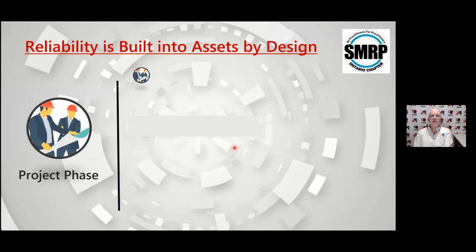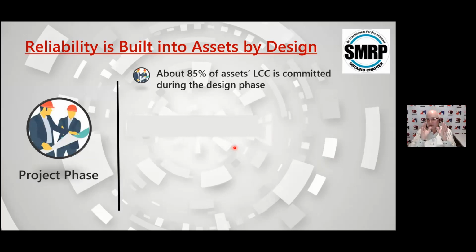What we have in the project phase is that reliability is really built into the assets there. So 85% of the life cycle cost is committed there. So from the maintenance standpoint, there is little we can do to improve asset reliability. I mean, to enhance asset reliability somehow. The most we can do is to recover it, to keep it at optimal levels. But it is here really in the project phase where all the design characteristics are built into the assets.